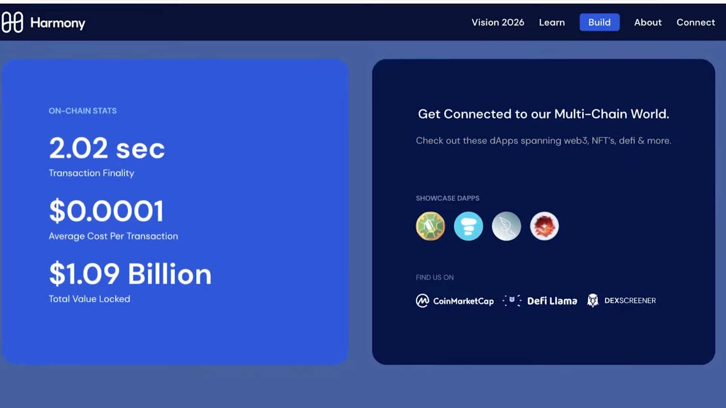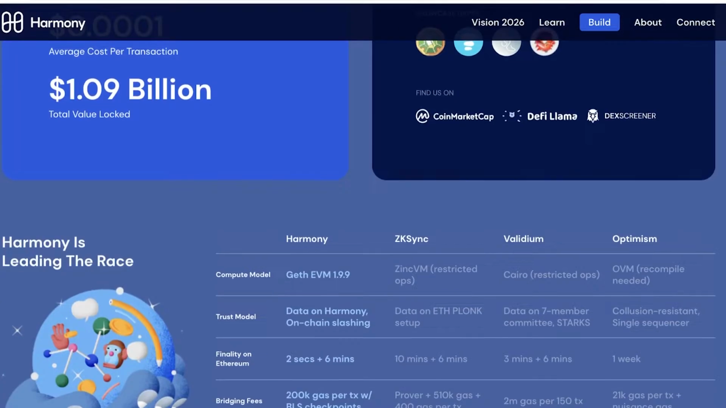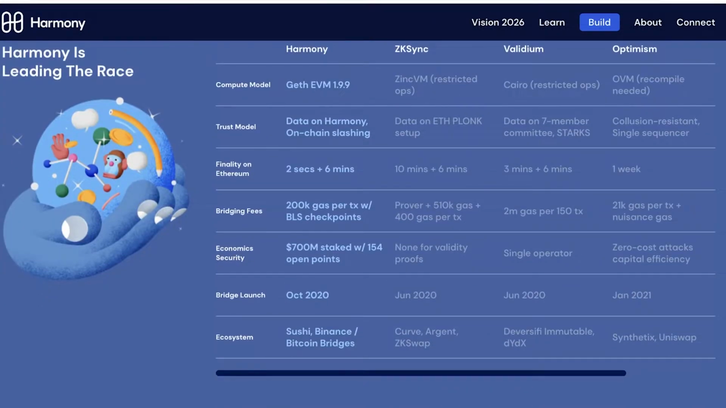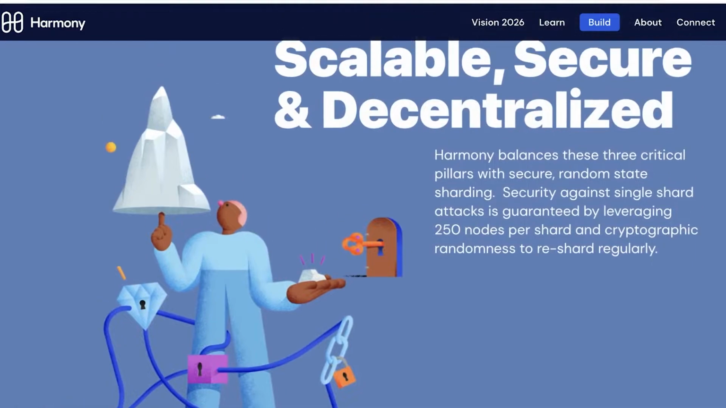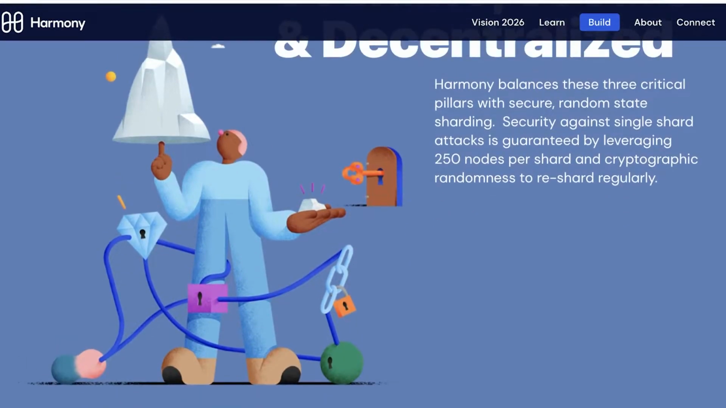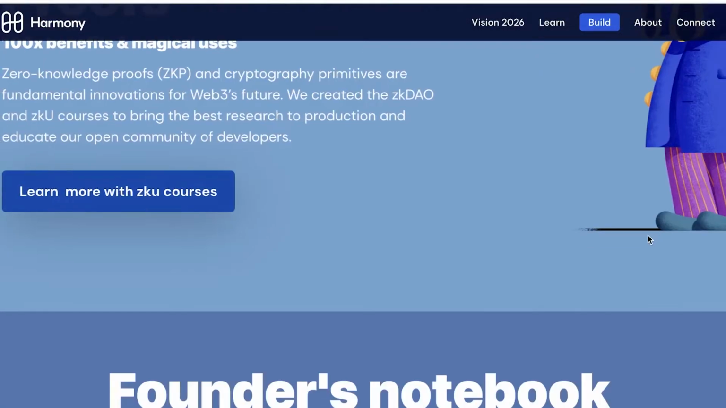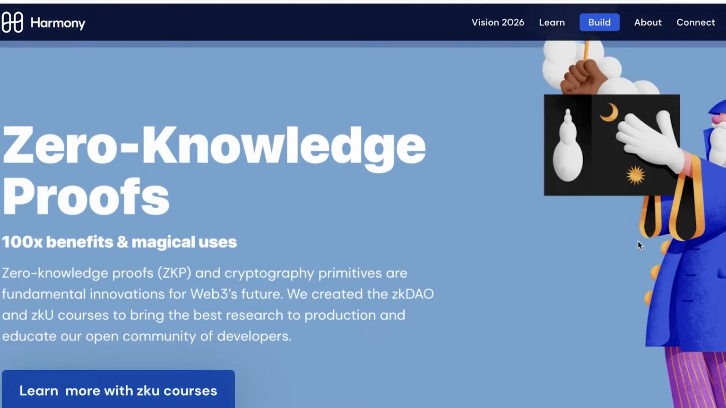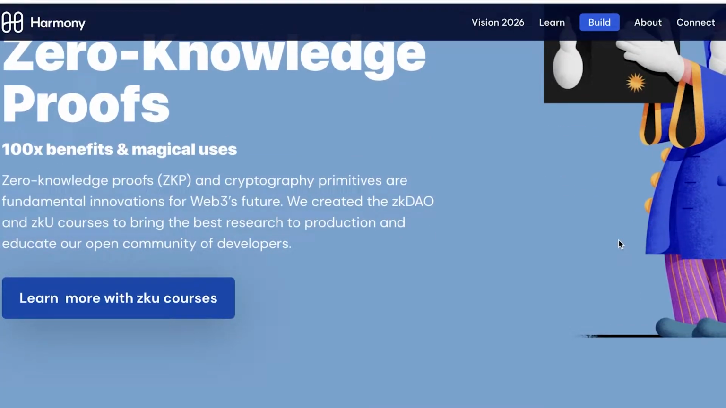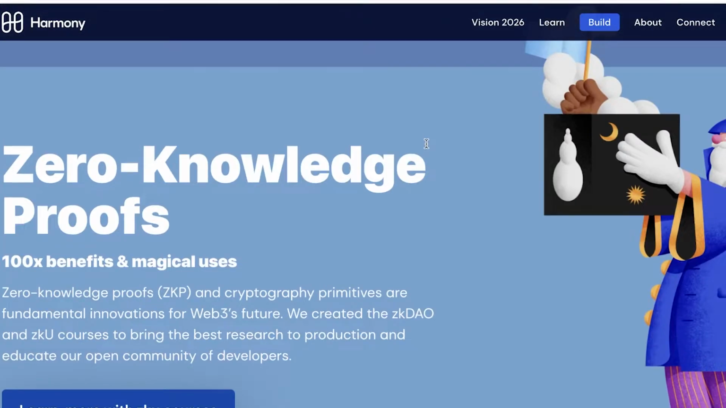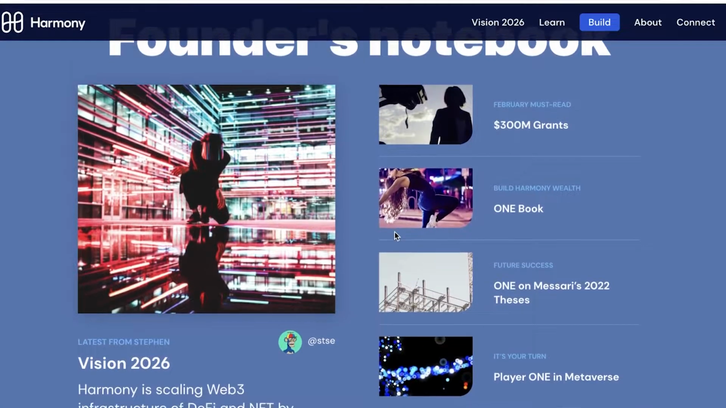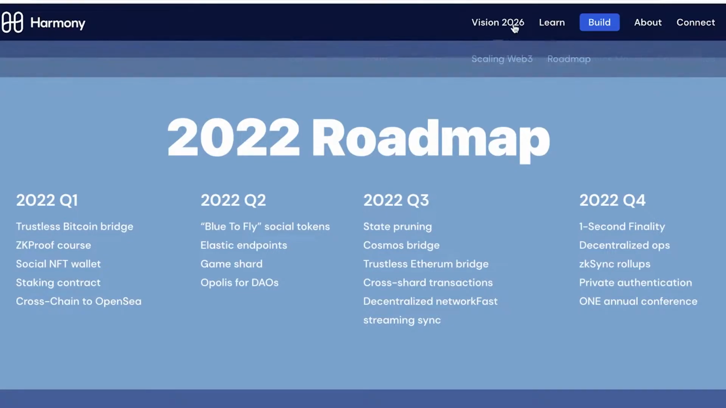Now, before we get into how to buy the Harmony token, what the token is like, we're going to discuss what Harmony actually is. They run all the Ethereum applications with a more scalable, secure, and decentralized platform by leveraging over 250 nodes per shard and cryptographic randomness to reshard regularly. They have 3 critical pillars, which are secure, random state, and sharding. So they have quite the security as compared to Ethereum networks. All blockchains are very secure and safe, but Harmony focuses on the sharding method to make their blockchain a lot more secure.